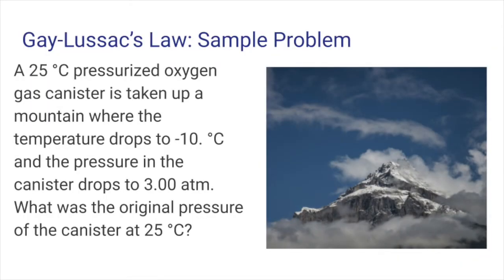So here's a problem that we can solve using Gay-Lussac's law. A 25 degrees Celsius pressurized oxygen gas canister is taken up a mountain where the temperature drops to negative 10 degrees Celsius, and the pressure in the canister drops to 3 atmospheres. What was the original pressure of the canister at 25 degrees Celsius? Pause the video so you can solve this problem for yourself.